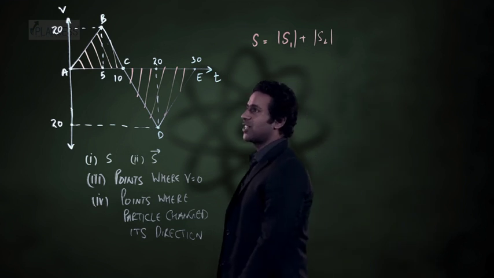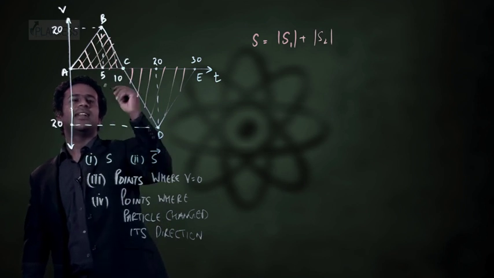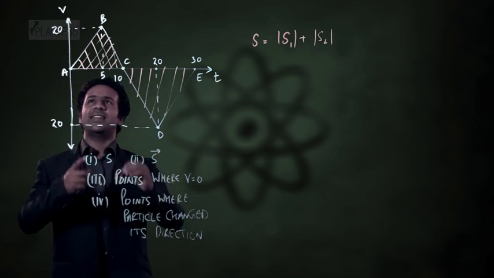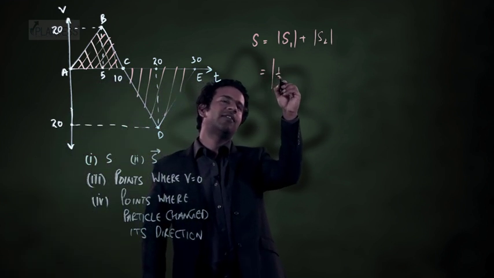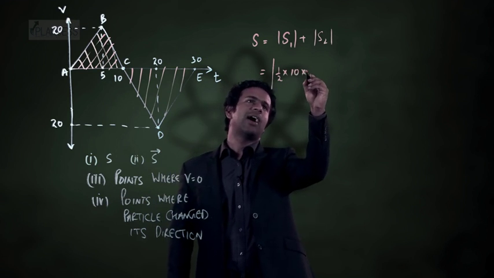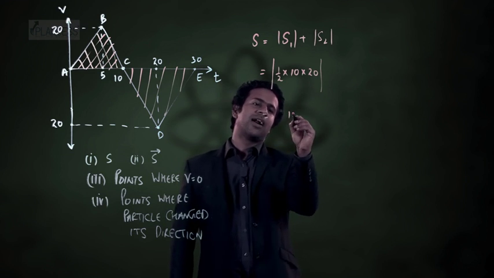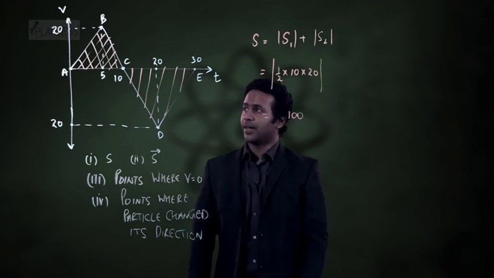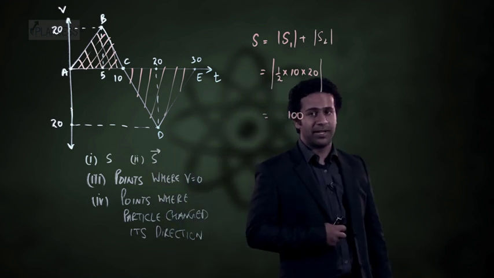Right. So, S1 is this area. So, this is simply a triangle with a base of 10 and height of 20. So this becomes half into the base is 10 into the height is 20. So this becomes 100 units. Right. So while going from A to C, the distance covered is 100 meters.